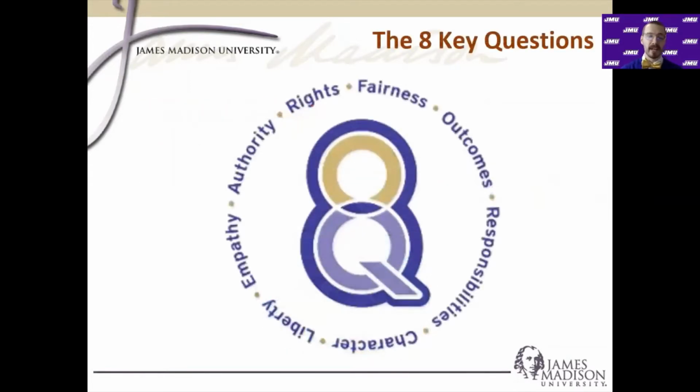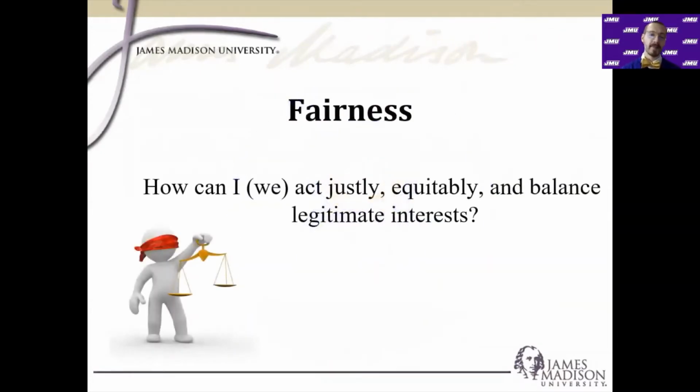The 8 key questions are as follows: fairness, outcomes, responsibilities, character, liberty, empathy, authority, and rights. To help you remember, you can think of this fun little saying: for clear thought, use the 8 key questions. FOR CLEAR is an acronym that includes all 8 questions. That being said, let's go ahead and jump right into it. Our first question is fairness.